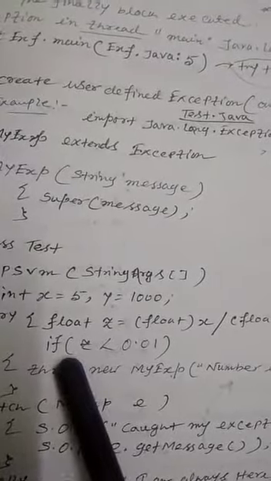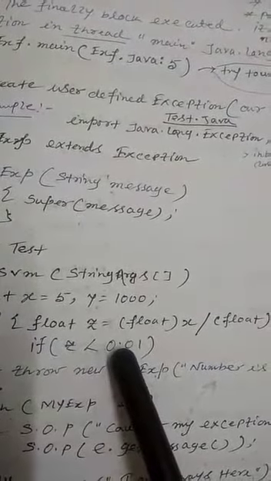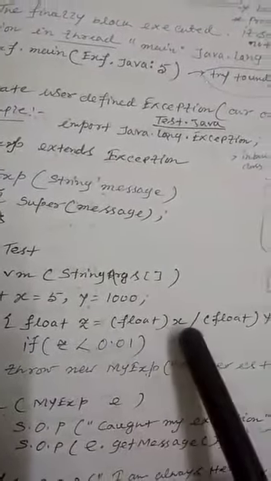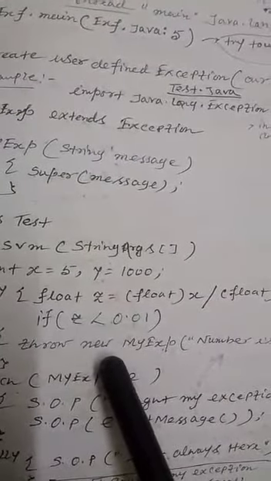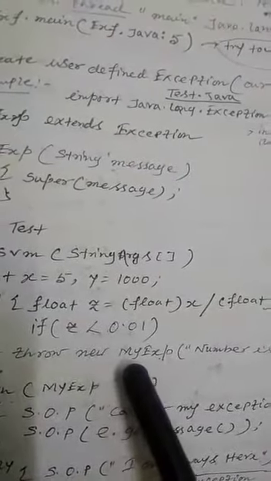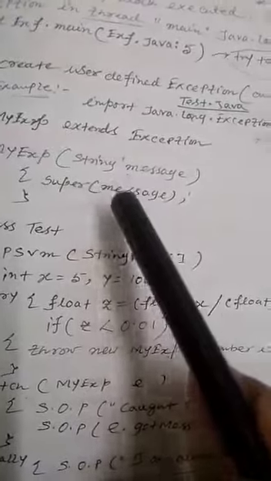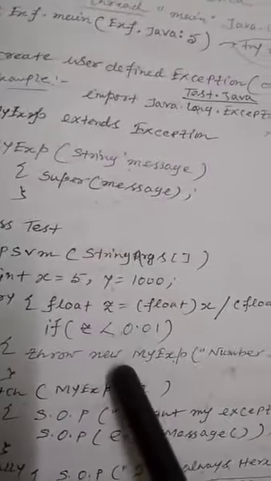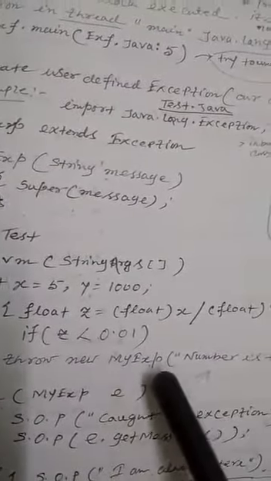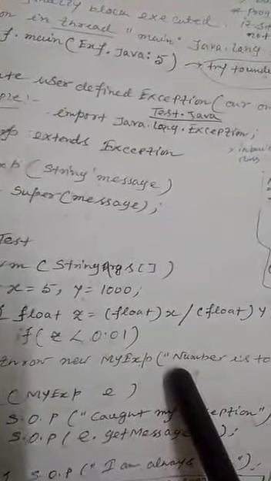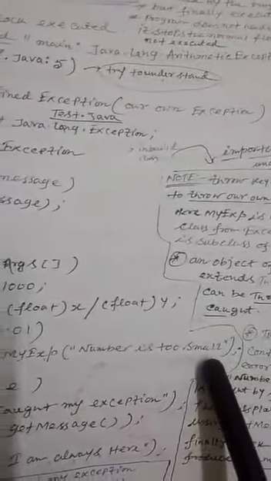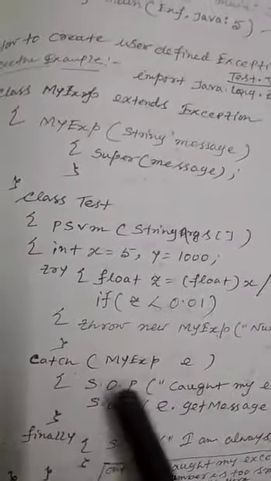Now if the value of z is less than or equal to 0.01, which it actually is, then we will throw an exception in the form of an object of this class, MyException, with the help of new. MyException is the name of the constructor. "Number is too small" will be thrown from here. Okay, now it will be caught by the catch block.